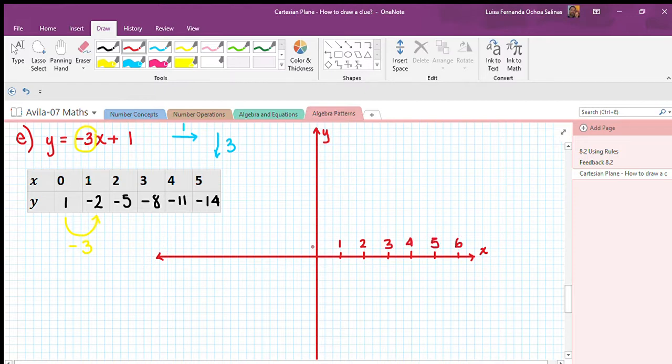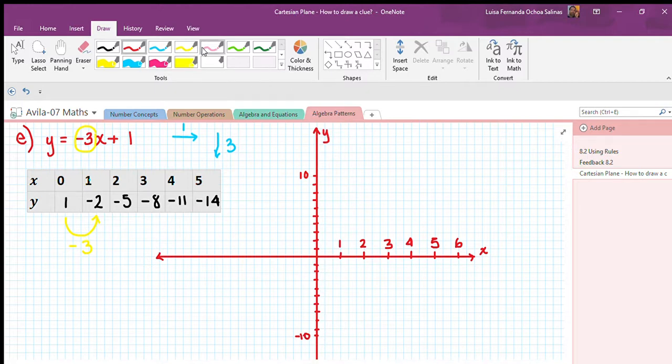Whereas in y, this is 1, 2, 3, 4, 5, 6, 7, 8, 9, 10. The same going downwards: 1, 2, 3, 4, 5, 6, 7, 8, 9, 10. Negative 10, this one.